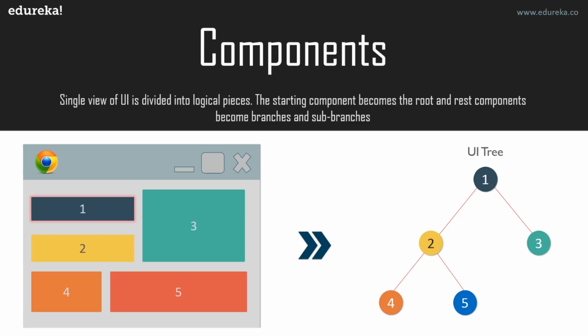The starting component becomes the root. It's called the root component, and all the others become the branches and sub-branches. In this diagram, you can see component 1 is the root of the UI tree, 2 and 3 are the children of 1, and 4 and 5 are the sub-branches of the second component. That is how you can split the complete UI into React.js components.